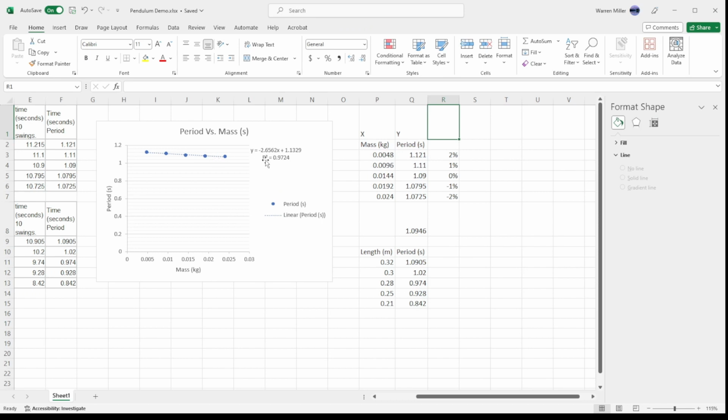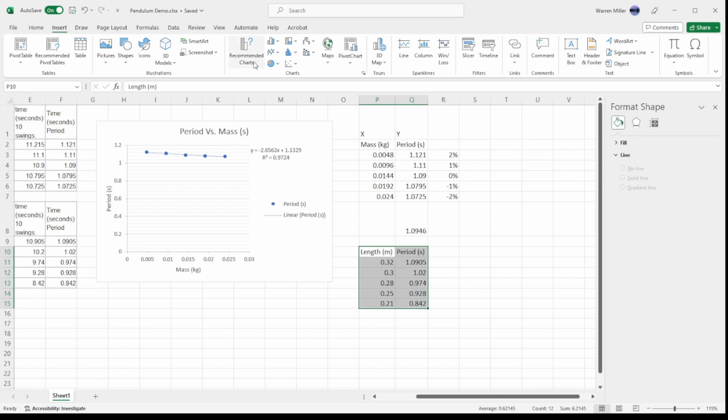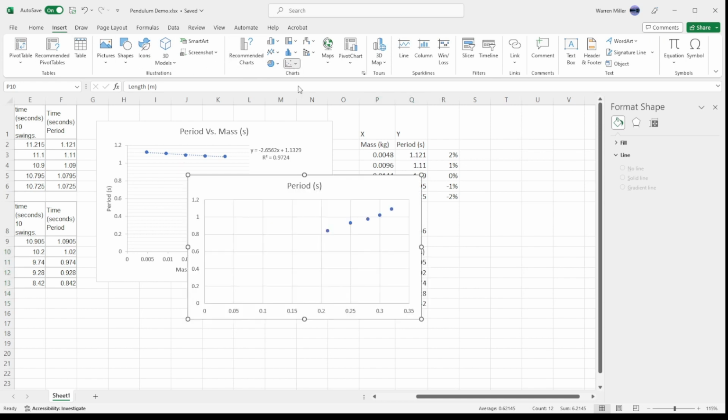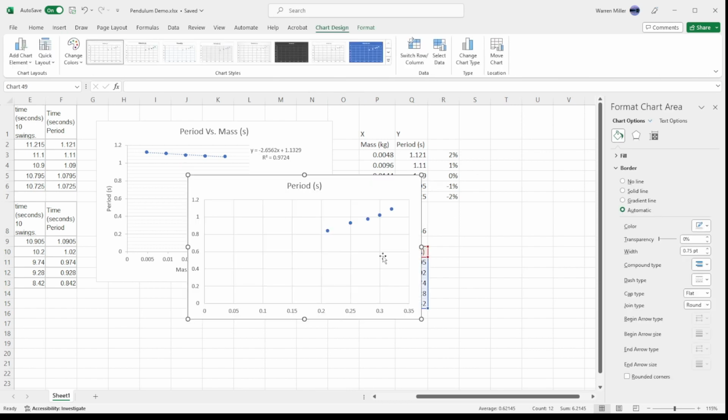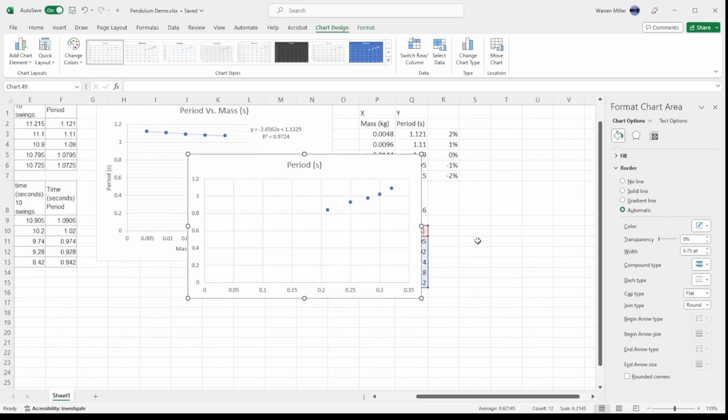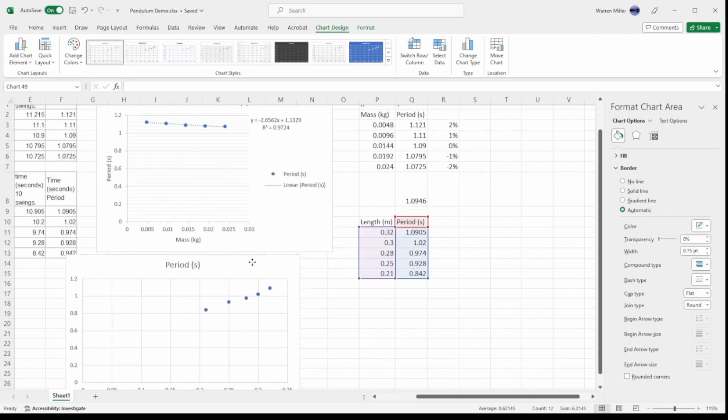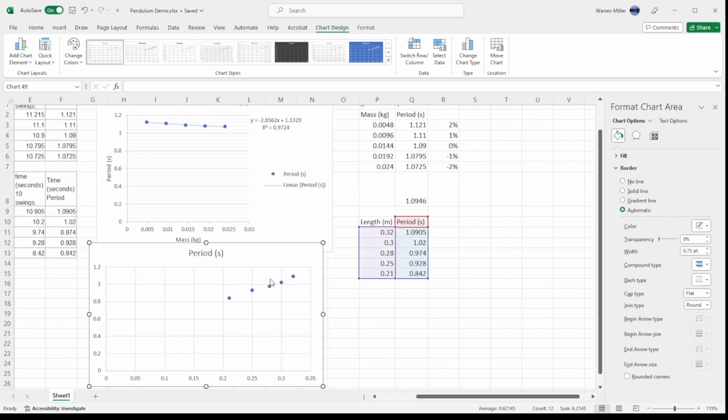So first we did the period versus the mass. Now we're going to do the period versus the length. So we have our x is length, we have our y is period. I highlight both, go to insert, go to charts, and hopefully the data looks a little better, we'll see. And in this case we've got a scatter plot that shows an increase. And you can see in this case it's a bigger, see how it's a bigger upward trend here?